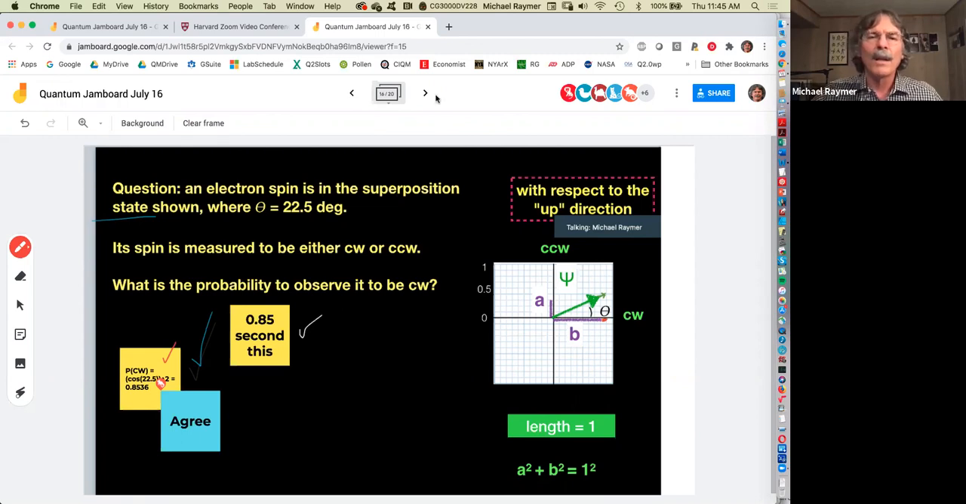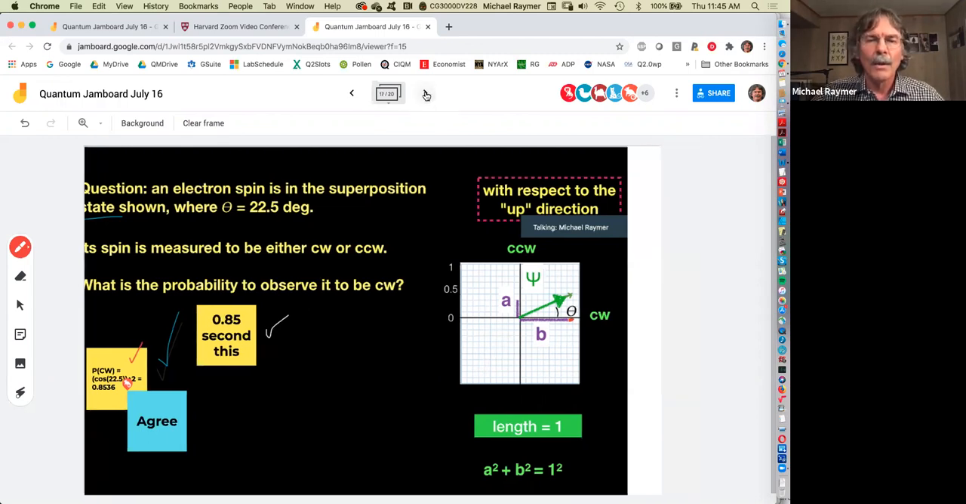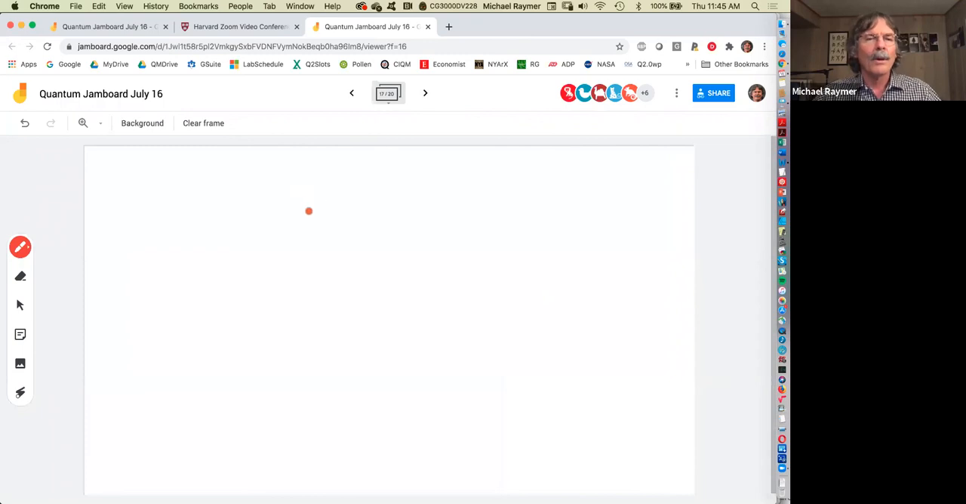We have another couple minutes. I'll just improvise here. I'm going to go to a new Jamboard. Let me know on the shared screen if you didn't see that I just went to page 17. I'm now on page 17. So let's consider an electron, which is my electron is red.